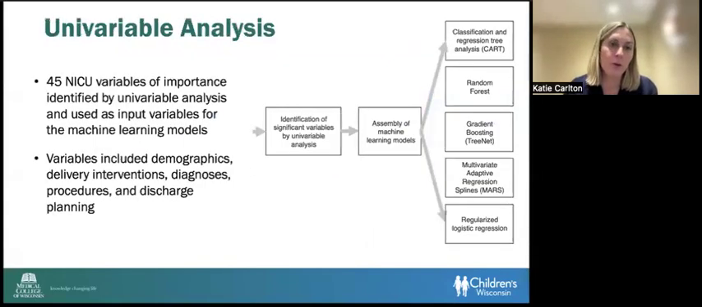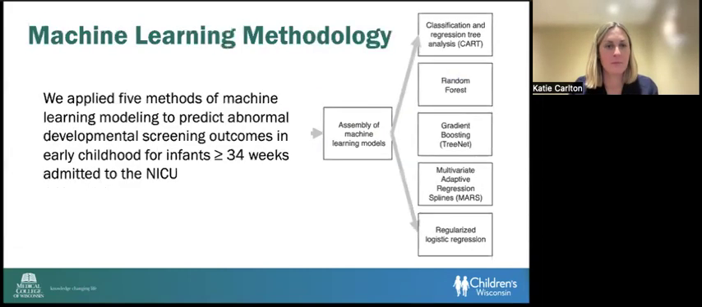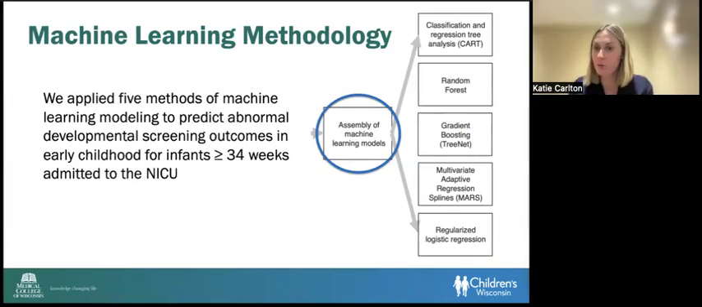We then went on to perform our univariable analysis utilizing the 45 NICU variables of importance as the inputs for our machine learning model. These variables included demographics, delivery interventions, diagnoses, procedures, and discharge planning factors. We applied 5 different machine learning models in order to predict abnormal developmental screening outcomes in early childhood for those infants greater than or equal to 34 weeks cared for in our NICU.